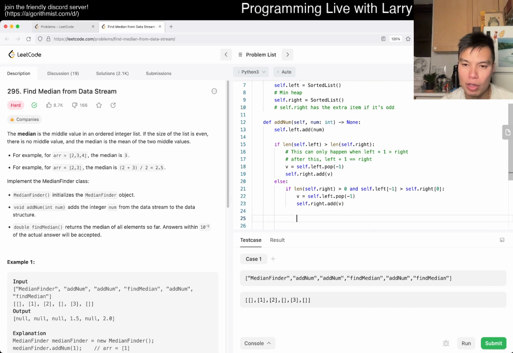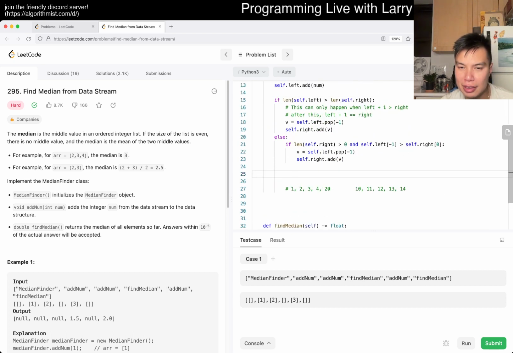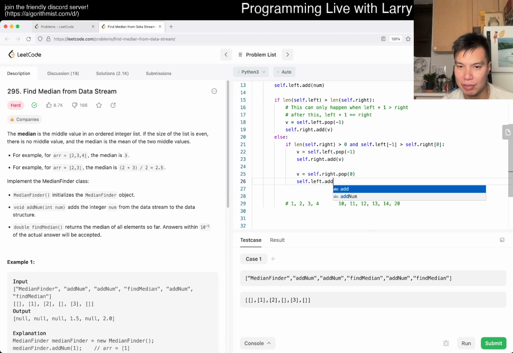But then now, in this case, we pop this, we put 20 in here. We know that, so we have to get it back from the other one. So yeah, self.right.pop of 0, self.left.add(v). I think that's mostly okay, hopefully.